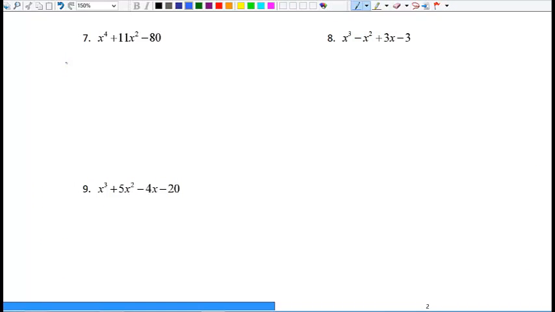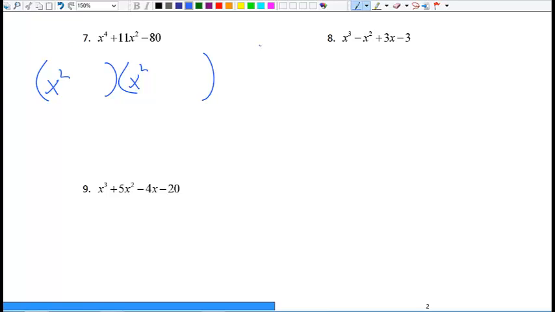Okay, this next one doesn't look like it has a GCF. It doesn't look like a perfect square. So I guess our next bet is to try to guess and check it. I know it's got to be x squared and x squared. We'll multiply to give me x to the 4th. And then I need some factors of negative 80. They're going to add up to 11.